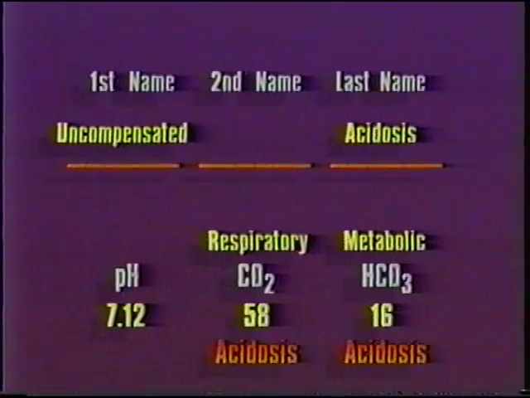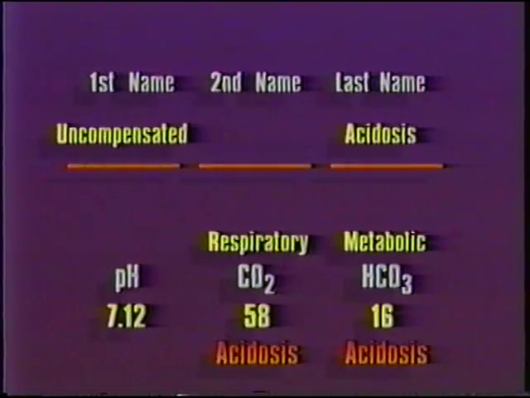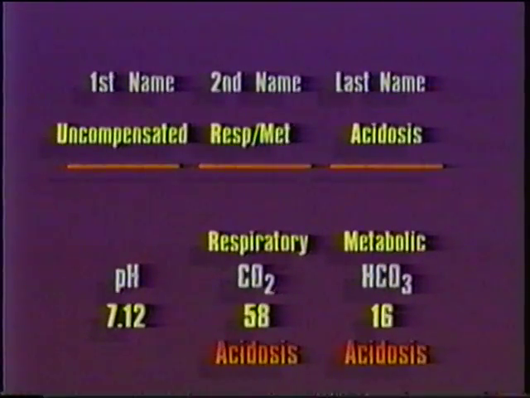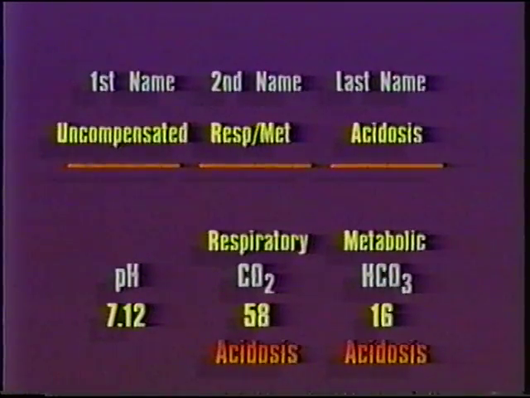Correct, it's acidotic also. So write acidosis beneath the HCO3 value of 16. Remember, the baby's last name is always the same as the father's. The baby's last name is acidosis. Now look at the CO2 and HCO3. Which one is named acidosis? Both of them are. Both CO2 and HCO3 have the same name as the baby's last name.